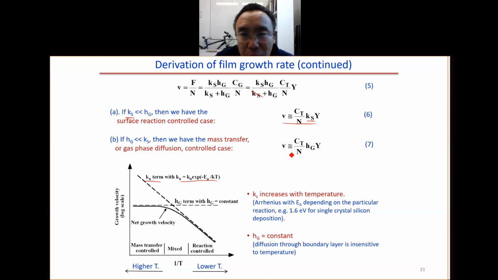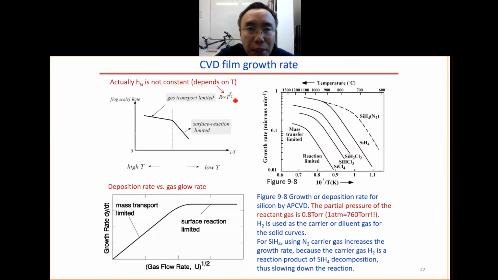Then the deposition rate is given by Hg, so it's limited by the Hg mass transfer term. Hg is a constant. Then the overall growth is the net growth velocity. Here we have lower temperature and higher temperature. In reality, this Hg term depends on the temperature a little bit.